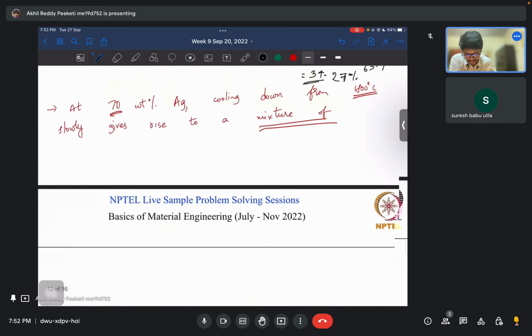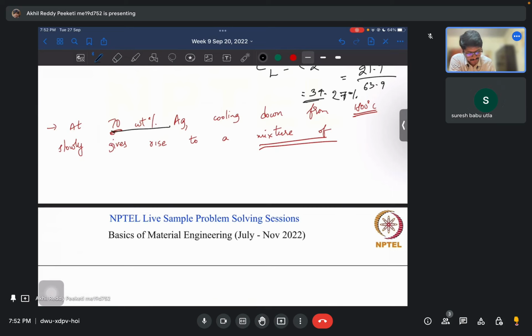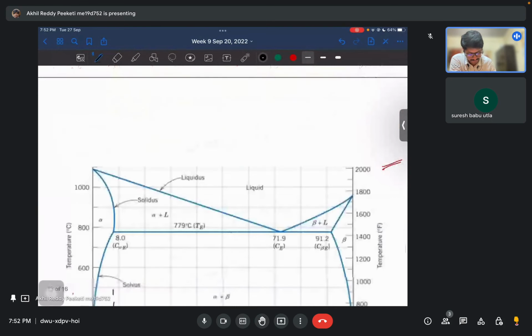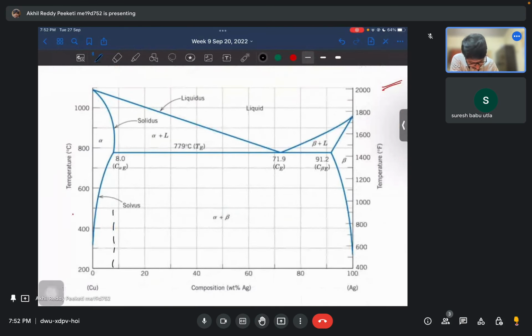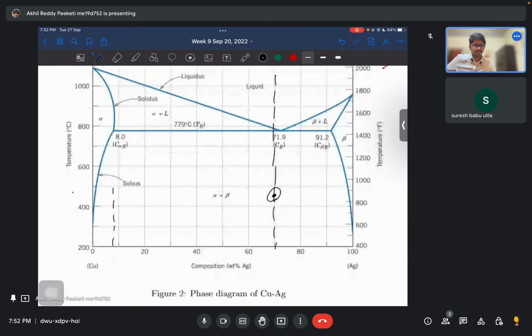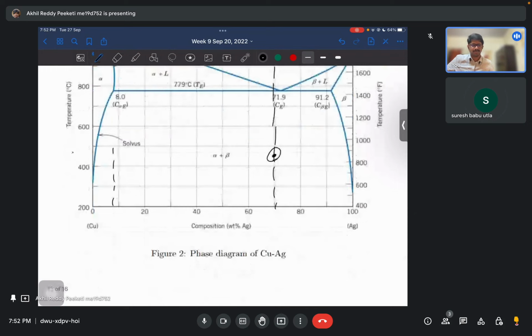Okay, the question is: at 78% Ag, we are cooling down from 1800. What will be the phases in the cooled phase? So at 70, in this case, what will we have at this point? What will be the phases, in terms of pro-eutectic alpha and alpha-beta eutectic mixture, that you think should be there at this point?